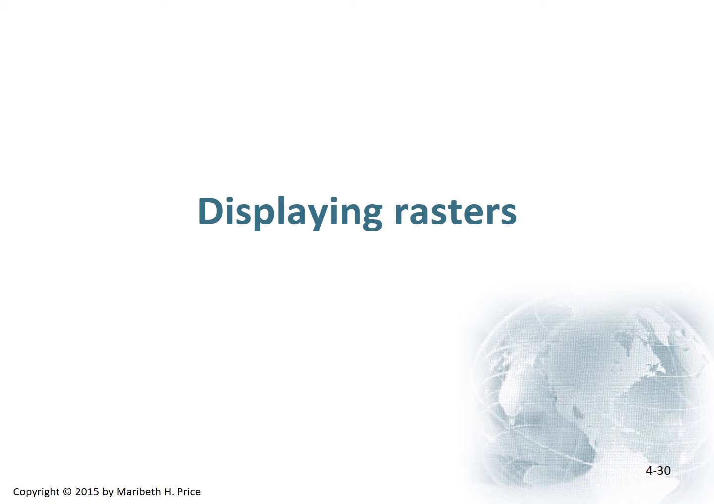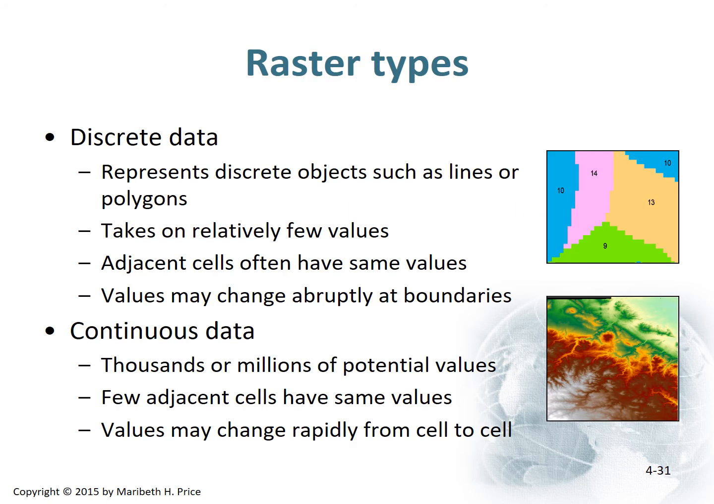So let's talk a little bit about rasters. Raster types, we've got two main ones, discrete and continuous. Discrete are when rasters pretend to be polygons or lines. Typically adjacent cells have the same values. You have abrupt changes at boundaries, and it gives you a very inexact definition of a location or shape. Continuous data, you have thousands or millions of potential values, not a lot of adjacent cells that have the same values. In other words, each one is fairly unique, and the values can change very rapidly sometimes from cell to cell. But that's what continuous data looks like.